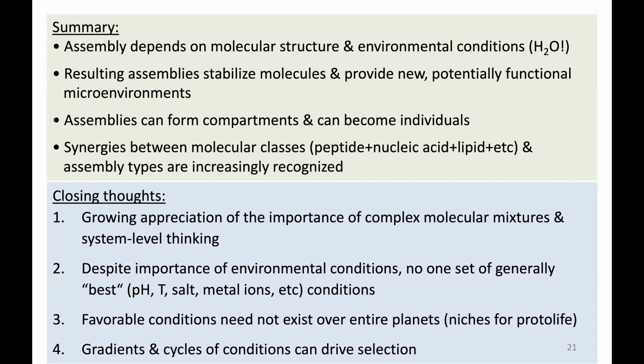What are the niches that protolife could occupy as defined by early Earth environments? These conditions need not exist over entire planets, and it would be valuable to have an idea how the conditions within a given niche or microenvironment were linked, or if they're not linked, if they're independent, and what gradients and cycles are reasonable for those locations that might drive selection.